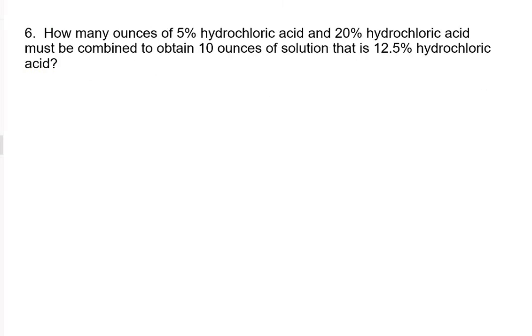Okay, problem number 6. How many ounces of 5% hydrochloric acid and 20% hydrochloric acid must be combined to obtain 10 ounces of solution that is 12.5% hydrochloric acid? Okay, to kind of get an idea of what's going on here, I want to look at sort of a generic situation instead of the particular numbers in this problem.